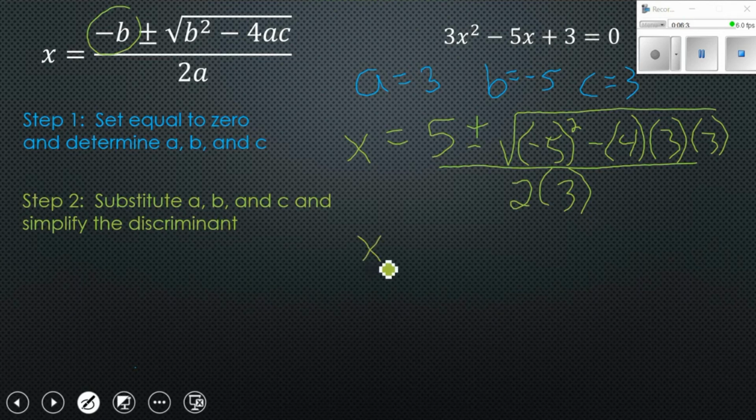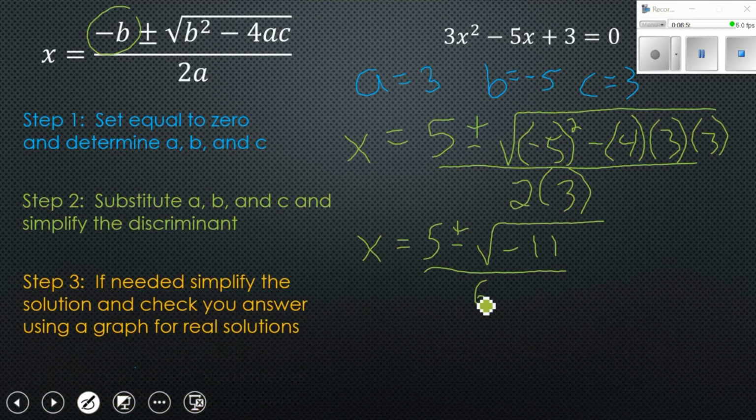So we're going to do x equals 5 plus or minus the square root. In this case, the discriminant reduces down to negative 11 because we're doing 25 minus 36. We have negative 11. And of course, at this stage, I always simplify the denominator too, so that becomes a 6. Okay. Now at this point, we're mostly done. We do need to get rid of the negative underneath the radical there. It says, if needed, simplify the solution and check your answer using a graph for real solutions.